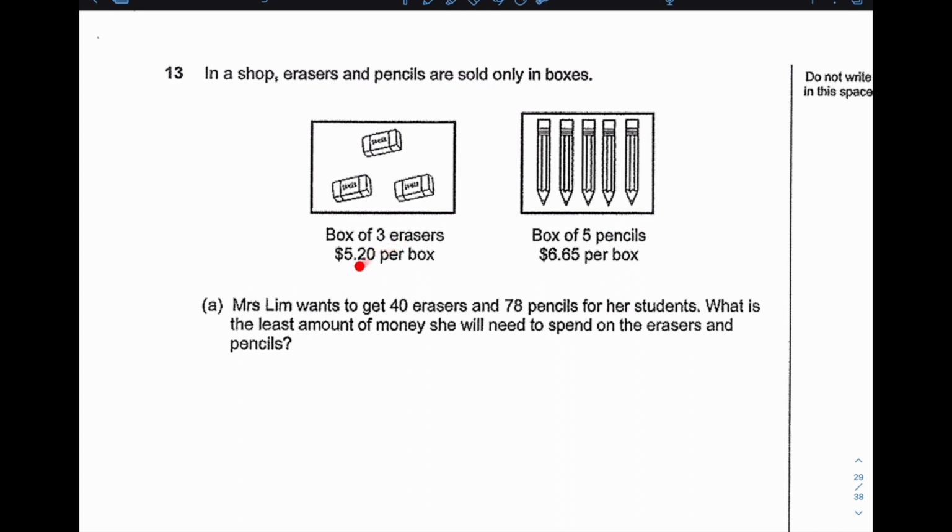In a shop, erasers and pencils are sold only in boxes. So boxes of 3, $5.20 per box. Boxes of 5, $6.65 per box. Mr. Lim wants to get 40 erasers. Well, that's not a nice number. We've got boxes of 3, but this person wants 40.